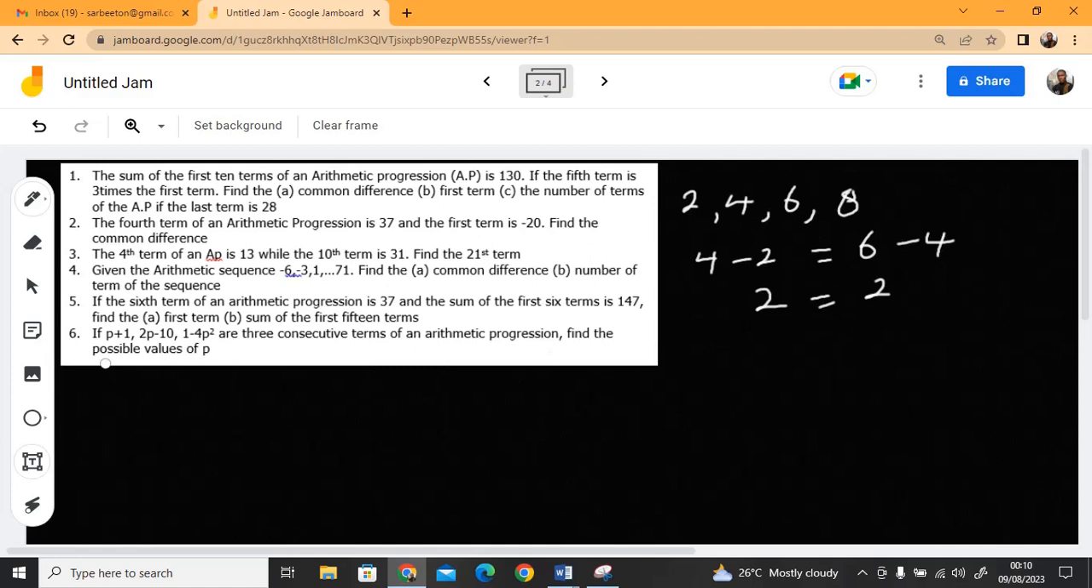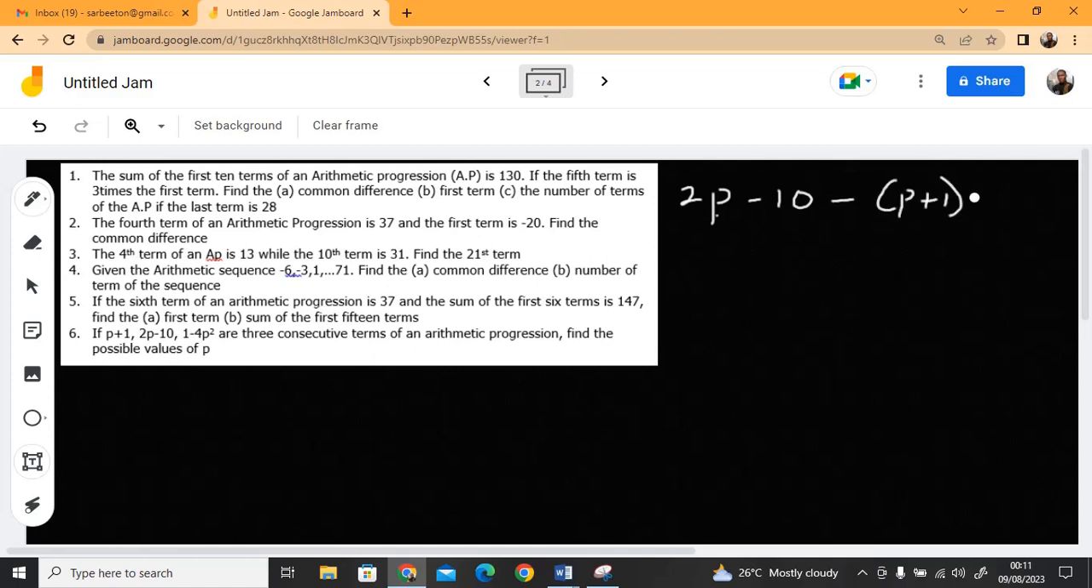So I'm going to use that pattern in this particular question. I'm going to say that I know that the second term, 2p minus 10, minus the first term, p plus 1, is the same thing as saying, do you get that now?